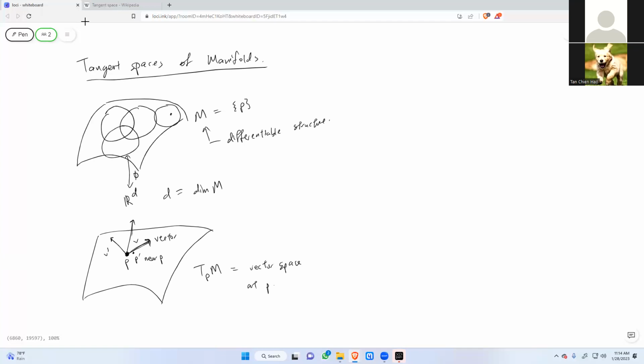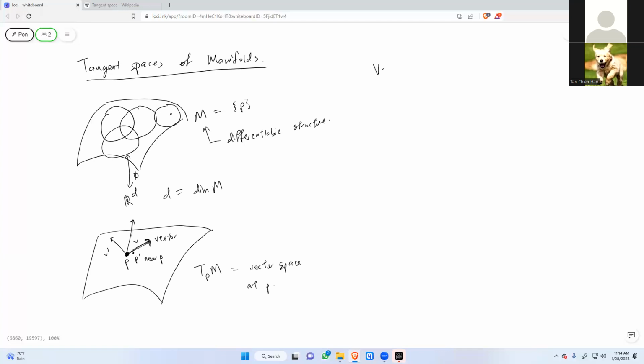And this might be useful for a lot of reasons, because if we have a particle on a manifold M, we want to be able to describe its velocity, and we want to be able to add velocities together to get new velocities. So how do we define this tangent vector?